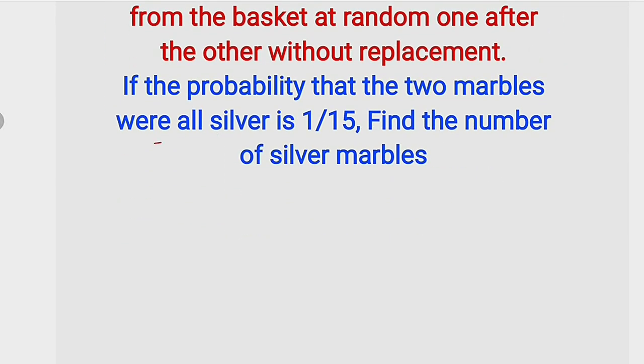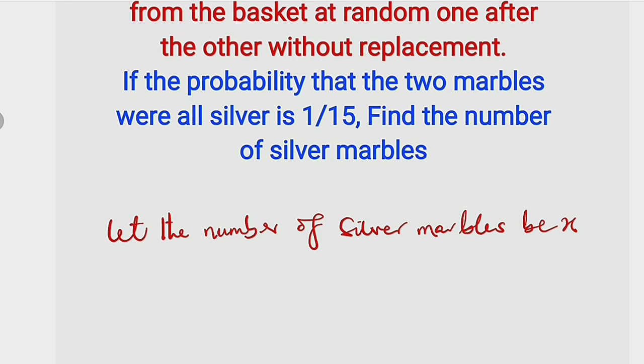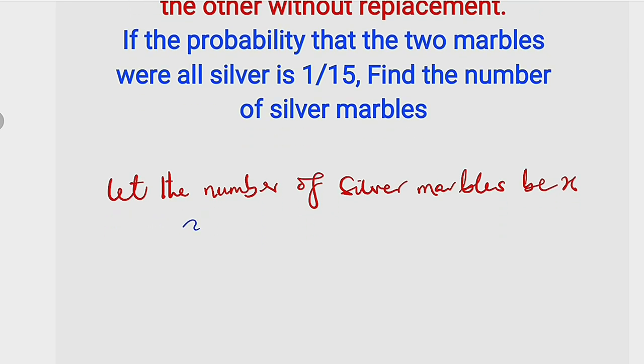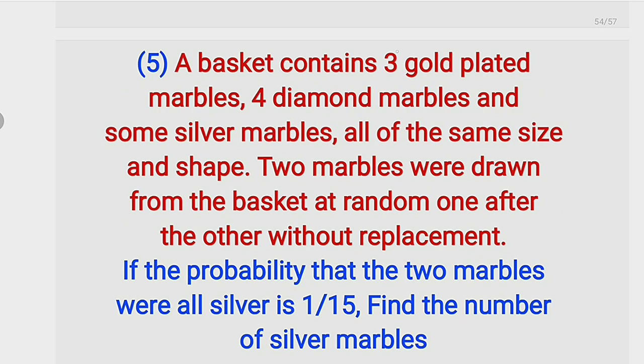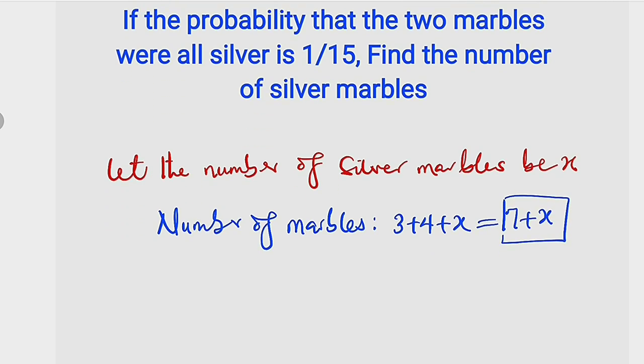We don't know the number of silver marbles, so let us declare it with a variable. So I have just declared the number of silver marbles with x. So we need the sample space as well, or let me say the number of marbles. So the number of marbles will be 3 gold, 4 diamond, and x silver. So let's add them together. We have 3 plus 4 plus x, and this together will give us 7 plus x. So 7 plus x is the number of marbles.